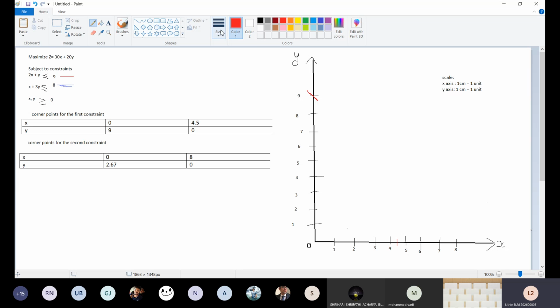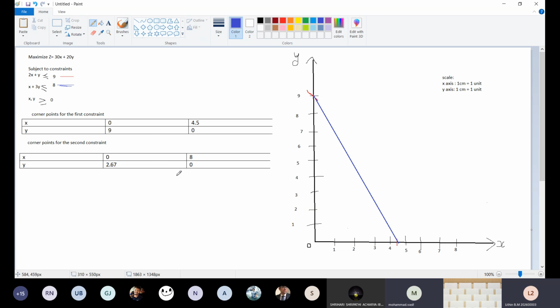So now we have got the corner points plotted on the graph. So we have to draw a straight line to join these 2 points. Okay. So the first constraint is done. So now for the second constraint.